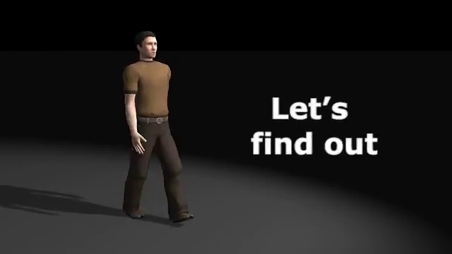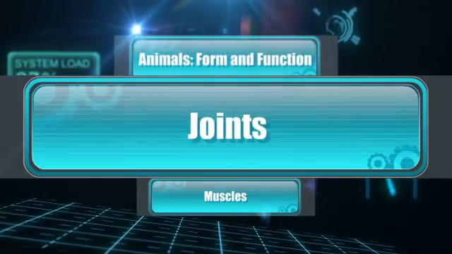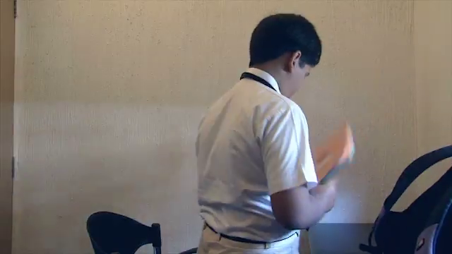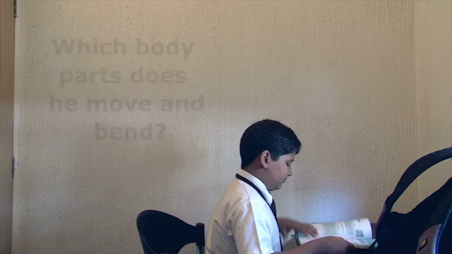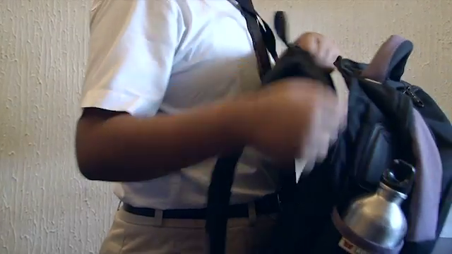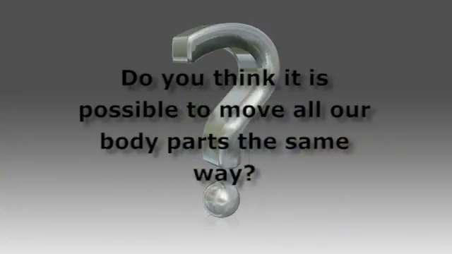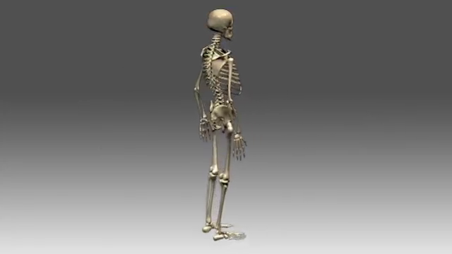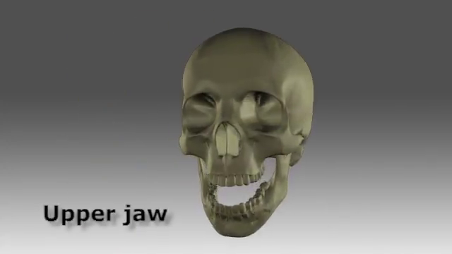Let's find out how we are able to do this. Look what our friend Rahul is doing here. He's taking out his books and then sitting on that chair. Which body parts does he move and bend? While taking out the books, he bent his elbow and moved his fingers. Then he bent his knees to sit down. Do you think it is possible to move all our body parts the same way? Some parts move only in one direction, like our elbow, and some can't move at all, like our upper jaw.